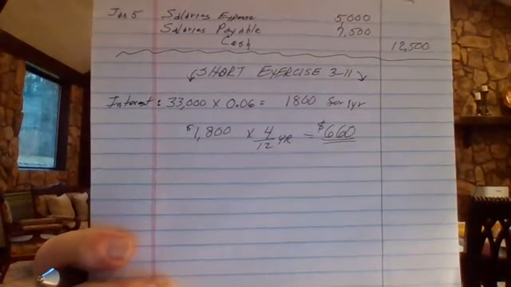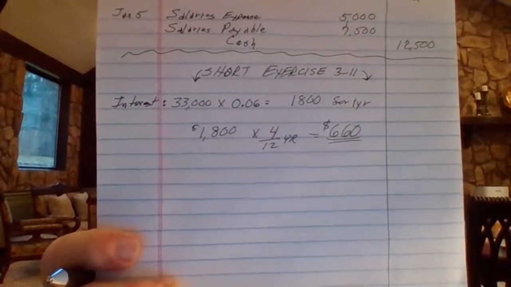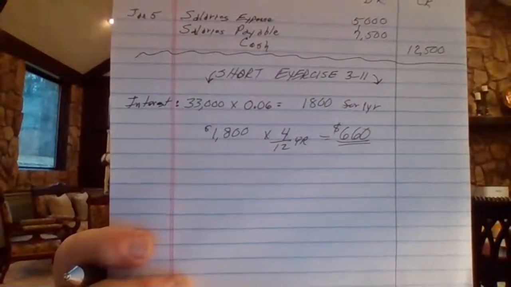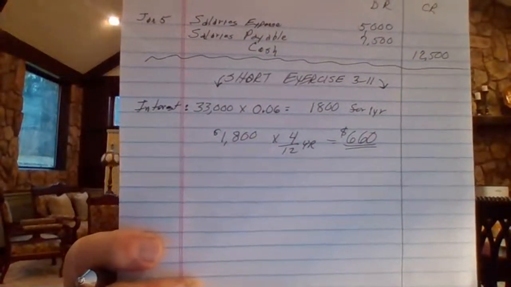Okay. The interest is going to be paid back at the end of 1 year, along with the principal, the amount of money borrowed. So we have to pay back the money you borrowed plus the interest on it. So we're going to have to pay back $34,800 when the loan has to be paid off.